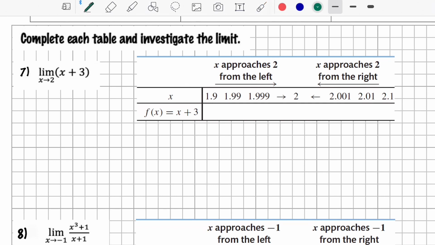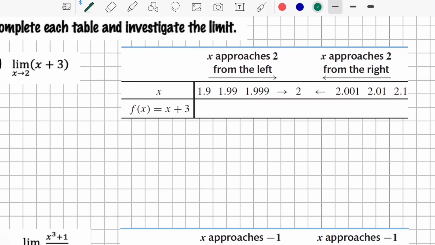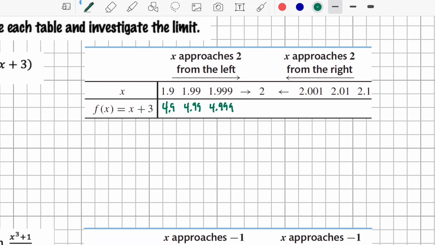So let's see what happens when I plug in a 1.9. Basically it means 1.9 plus 3. That's going to be 4.9. And then if I add the next x, 1.99 plus 3, that's going to be 4.99. And then the next one's going to be 4.999. That's from the left.